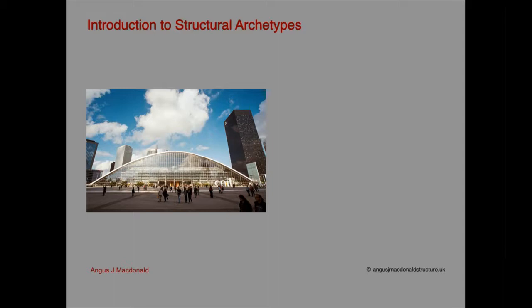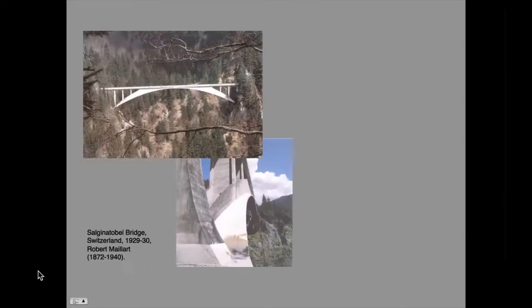The overall form determines the types and magnitudes of internal forces that occur within the structure, and the detailed shapes of the elements determine the efficiency with which these internal forces can be resisted. This is illustrated in this purely engineering structure, one of the bridges of Robert Maillart.